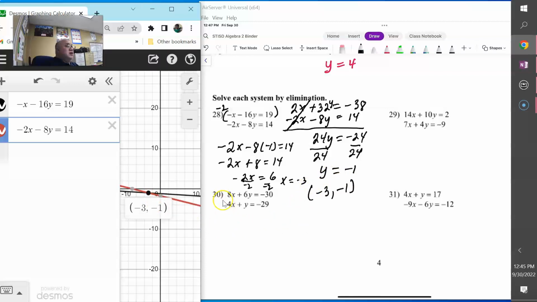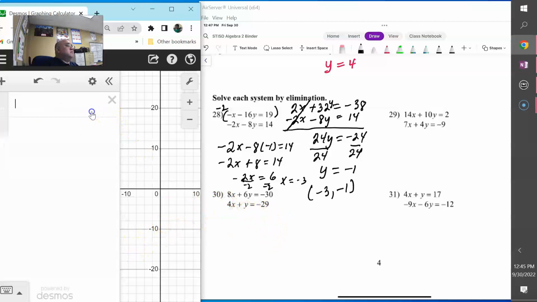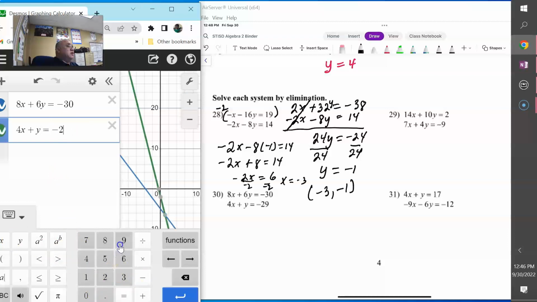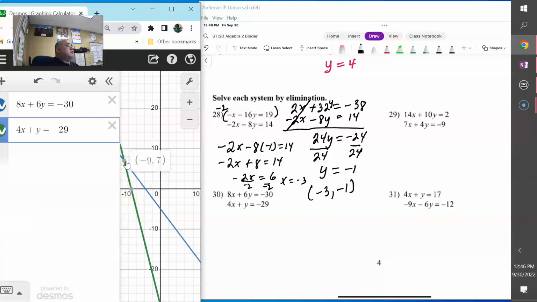For number 30, I'm going to use Desmos to solve this system. So I have 8x plus 6y equals negative 30. The second equation is 4x plus y equals negative 29. And you notice the answer is negative 9, 7.